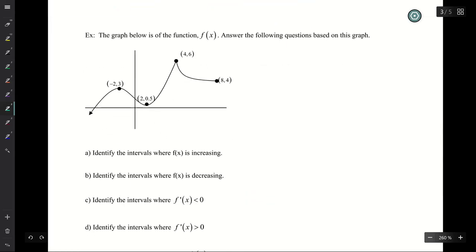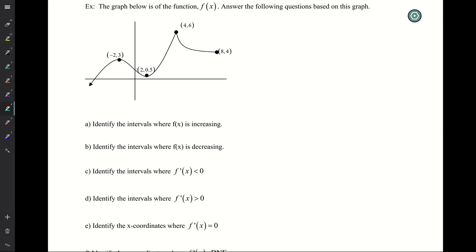All right, from here, let's look at this function and then answer the following questions based on the graph. And you notice here I've labeled so that you're able to tell the coordinates for some special points. It says first, identify the intervals where f of x is increasing. Well, that's going to mean that my derivative is positive, or I'm going uphill. So on this one, it looks like I'm increasing from somewhere over to the left up to that point. I would also say I'm increasing in here.